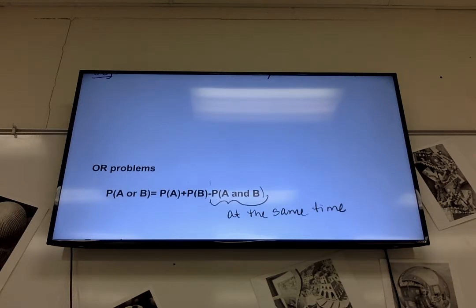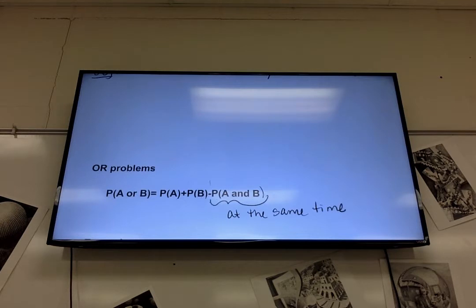Sometimes it's impossible for two things to occur at the same time. Sometimes it isn't. Like if I said the probability of rolling a 2 or the probability of rolling an even number, those two things could happen at the same time because a 2 is also even. If I said the probability of rolling a 1 or a 5, those two things can't happen at the same time. You can't roll a 5 and a 1 at the same time. So we only subtract off when two things can happen at the exact same time.